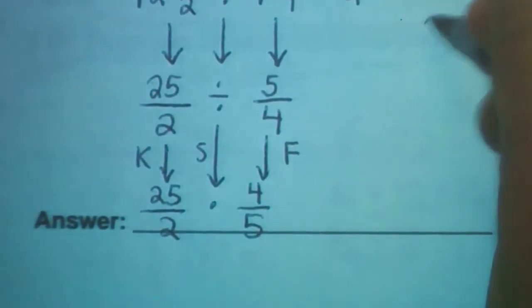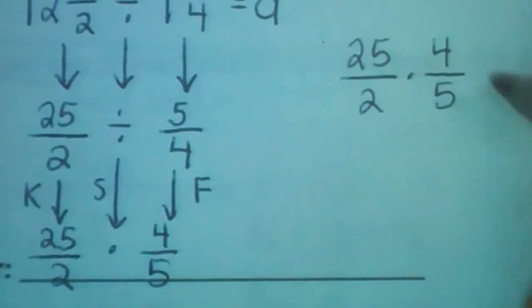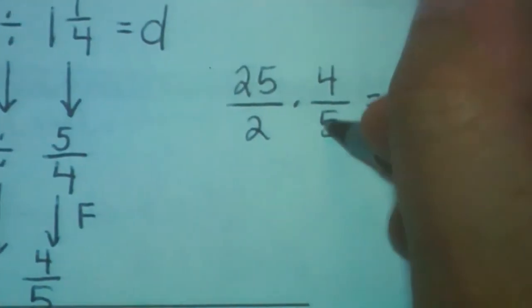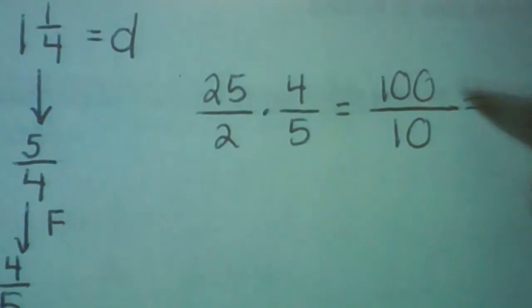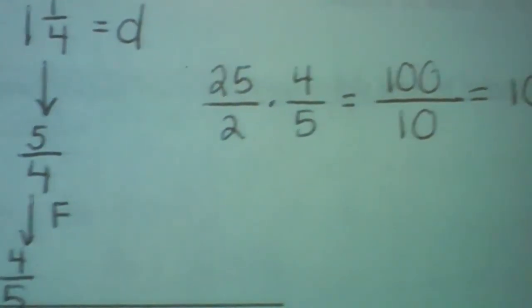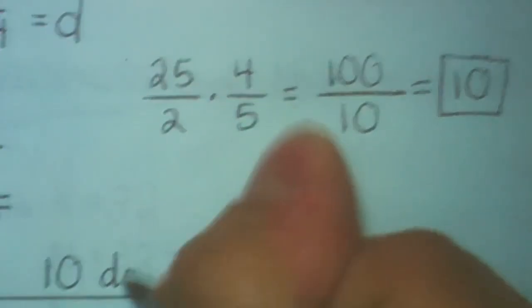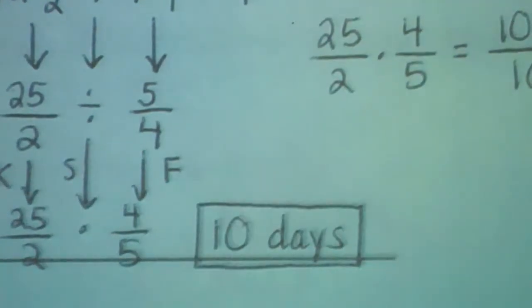I'm getting 25 over 2 times 4/5. 25 times 4 is like saying 4/4. That's 100. 5 times 2 gives you 10. 100 over 10 is 100 divided by 10, which is just 10. The answer for this problem was just 10 days.